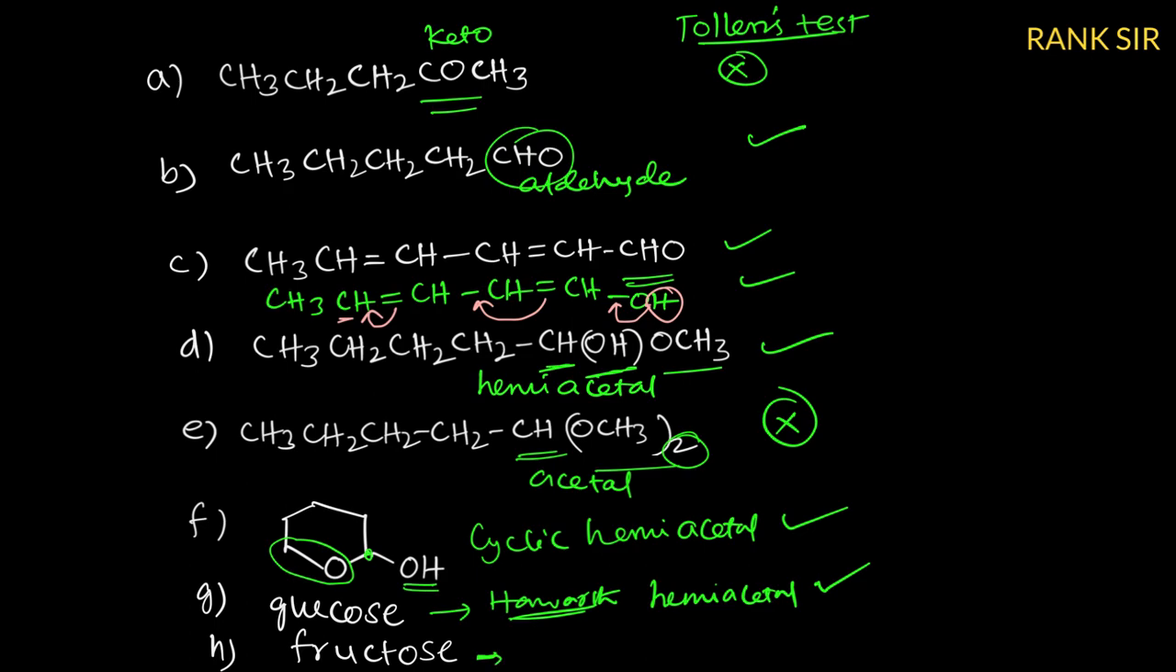Fructose converts to glucose in basic medium. That's why, although fructose has a keto group, it also shows a positive Tollens test. Glucose has which group? Aldehyde group. Fructose has which one? Sorry, fructose has a keto function, but it also converts into glucose in basic medium. Therefore, it shows like this.